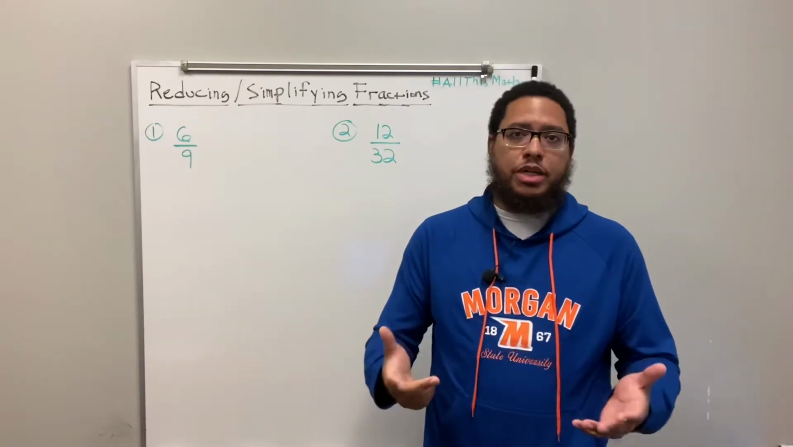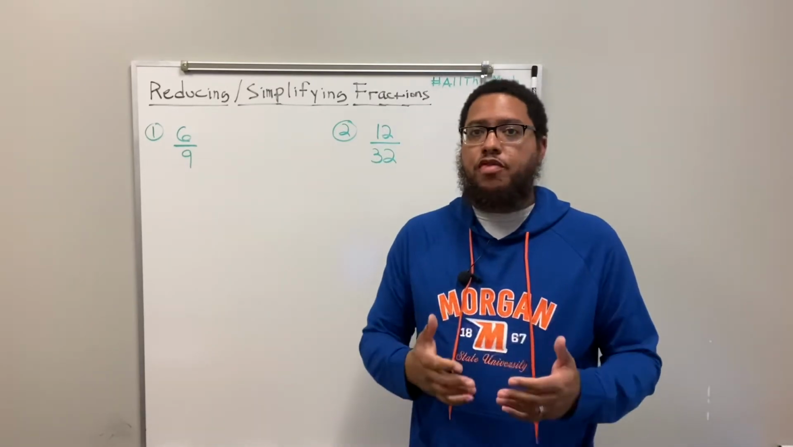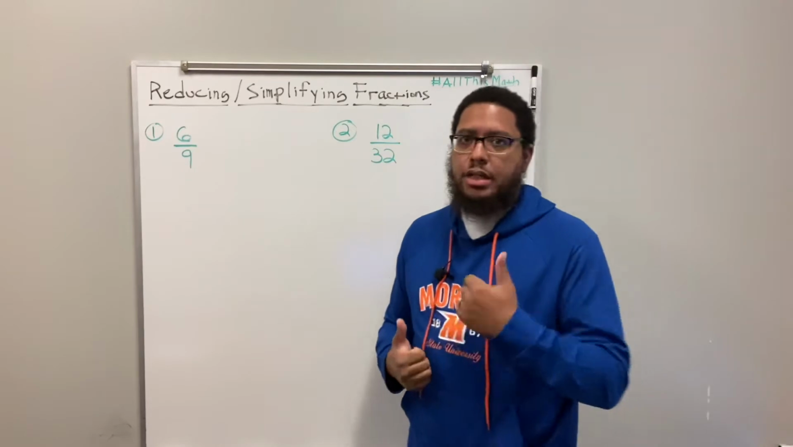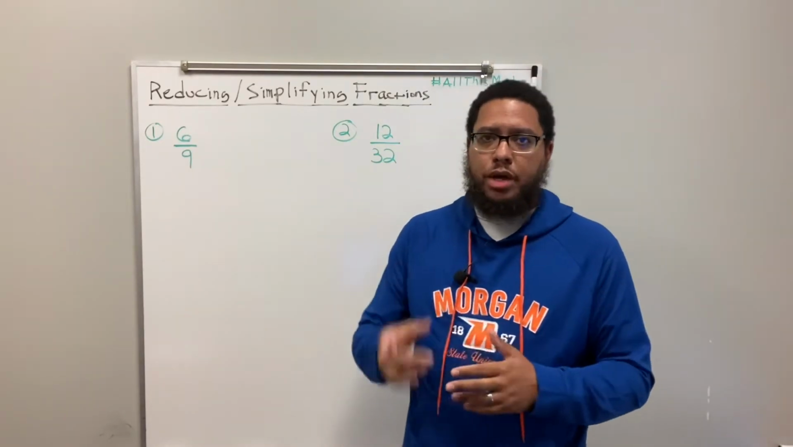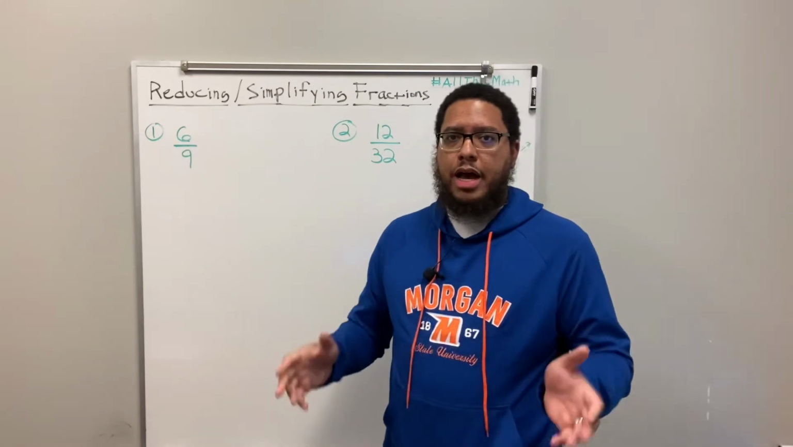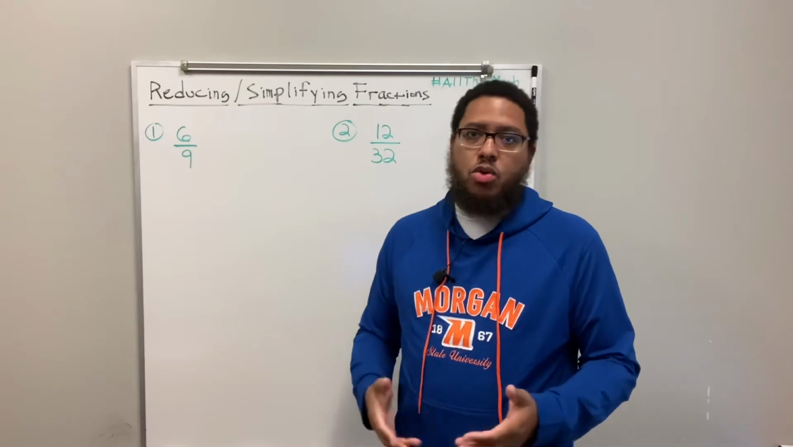Now, the first question you should be asking is, well, what does that even mean? What is simplified form? Simplified form is when your numerator and your denominator do not have a common factor bigger than 1. That's what simplified form means, or reduced form.